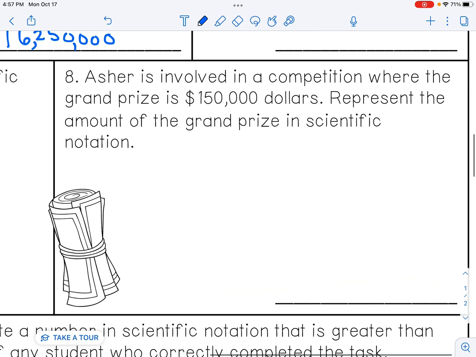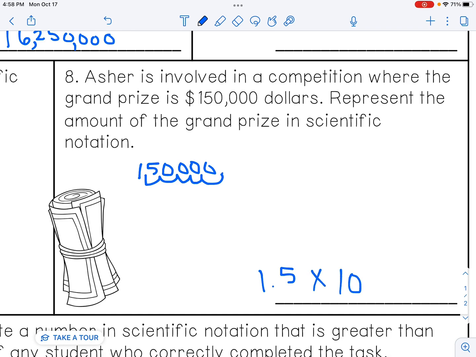Number 8, Asher is involved in a competition where the grand prize is $150,000. We're going to write this number in scientific notation. So I write down the number. Because the number started big, we'll have a positive exponent. The invisible decimal is at the end, counting how many I move. 1, 2, 3, 4, 5. So my new number is 1.5 times 10 to the 5th.